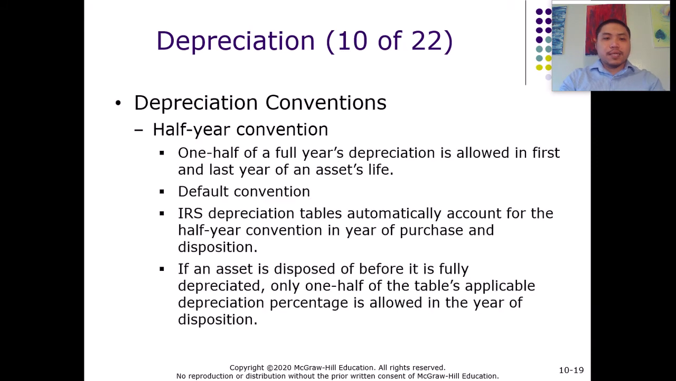So let's first talk about the half-year convention. The half-year convention allows us to depreciate one half of a full year's depreciation in the first year and the last year of an asset's life. It is usually the default convention, unless some condition applies, and then we have to use the mid-quarter convention.